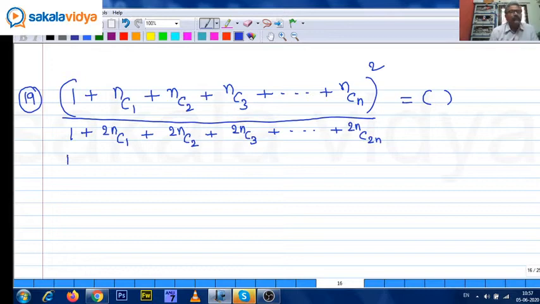First option 1, second option -1, third option 0, fourth option: first option 1, second option -1, third option 2, fourth option is 3.